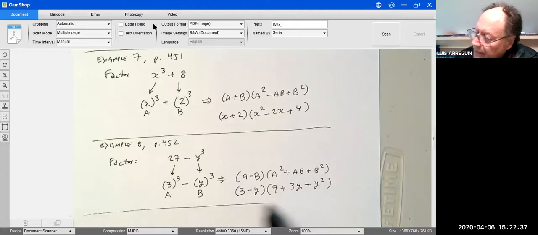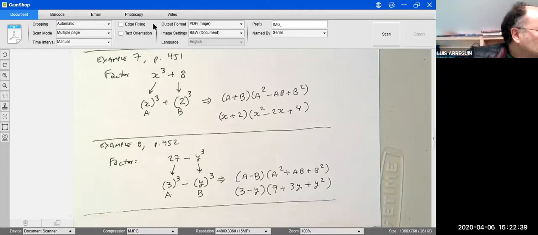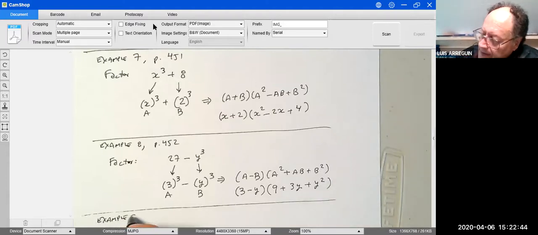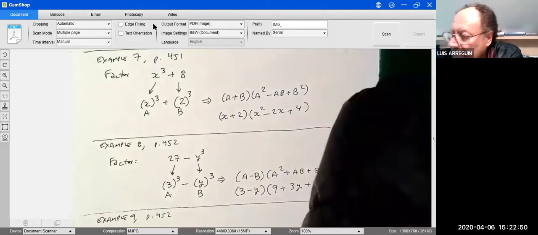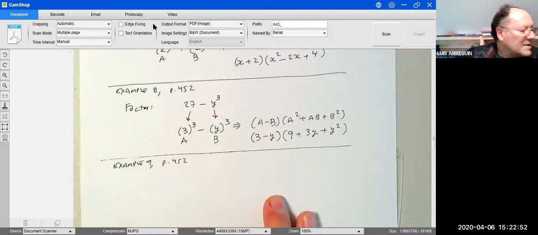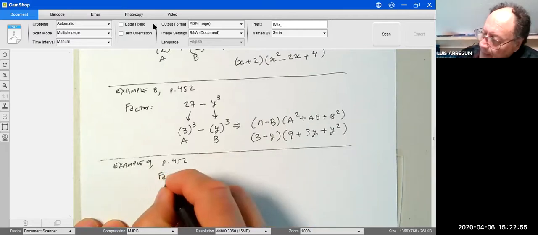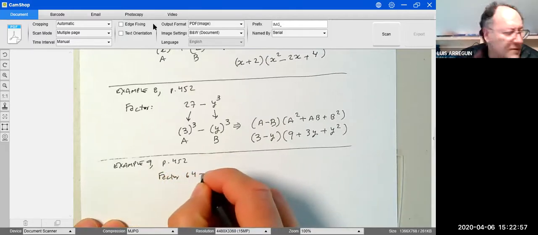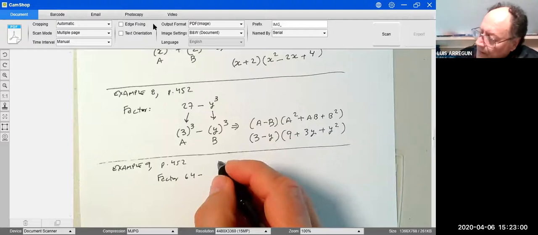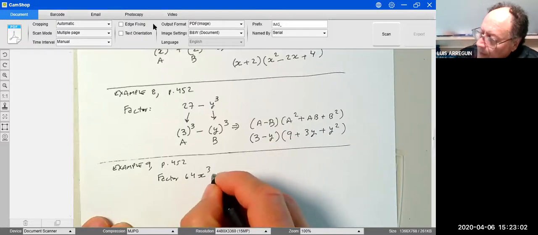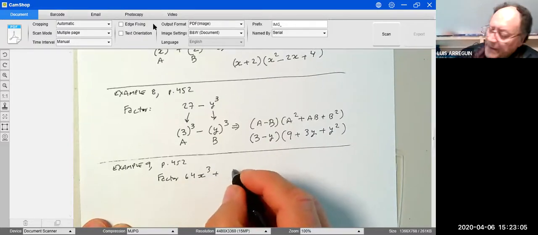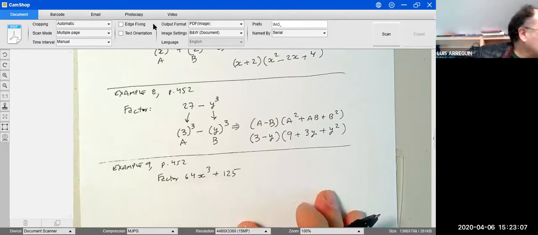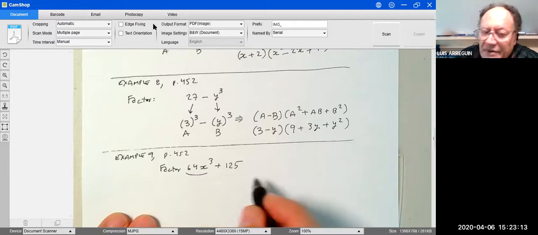Finally, we have example 9. Example 9 on page 452. So example 9 is, we're going to factor 64x cubed plus 125. So that's problem example 9. So we need to rewrite this as a perfect cube.